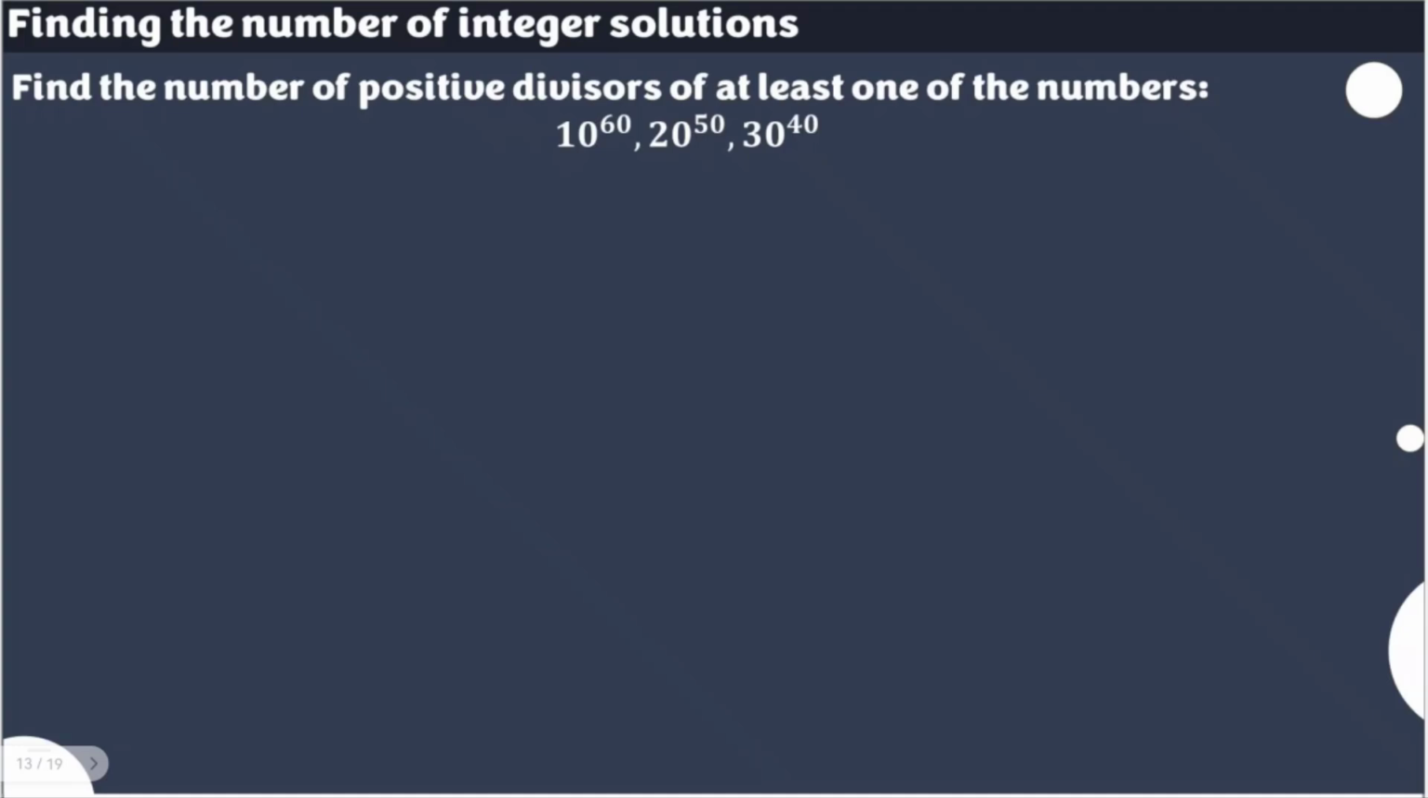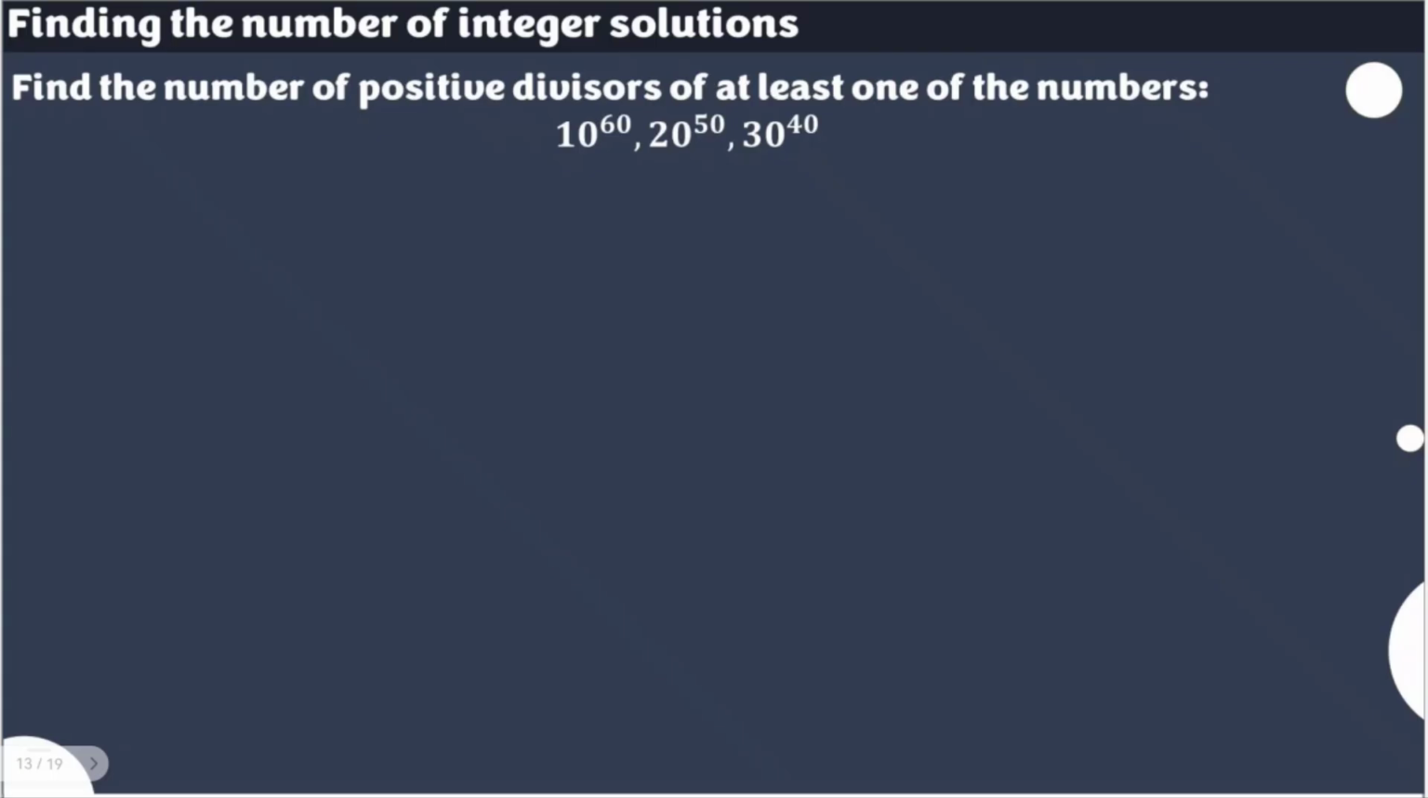This next question is similar to the previous one. We are asked about the number of positive divisors of at least one of the numbers, or one of the exponentiations here at the bottom: 10 to the power of 60, 20 to the power of 50, and 30 to the power of 40. Yes, they look very large, but we have a strategy in solving for this because we are given the principle of inclusion and exclusion.